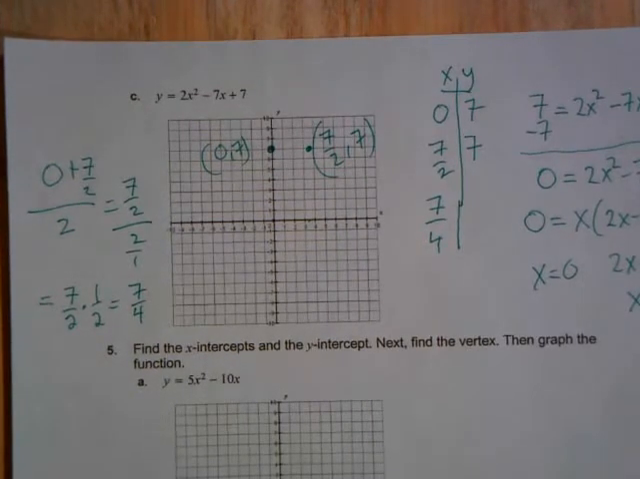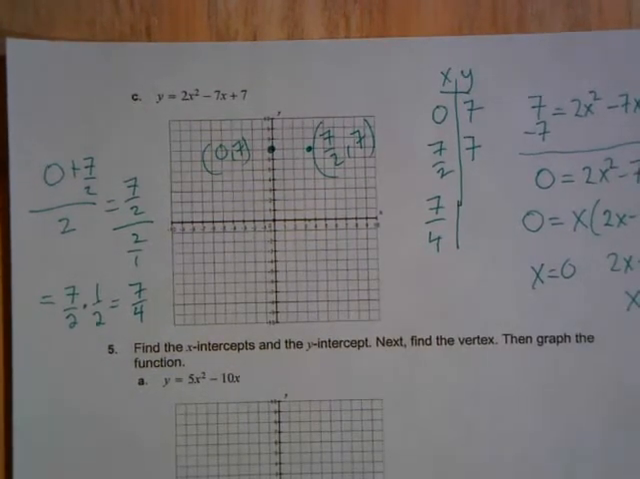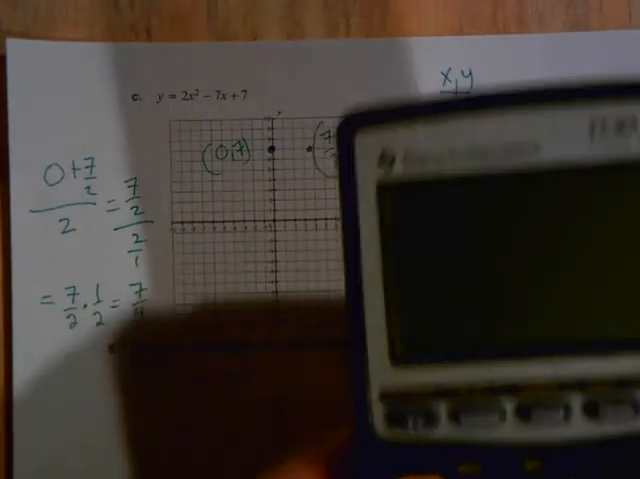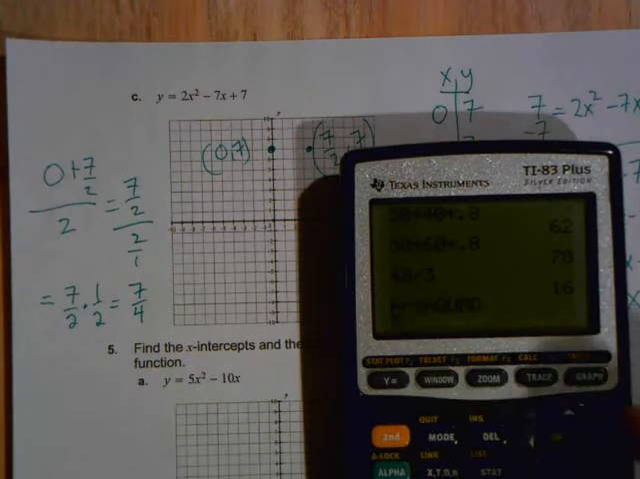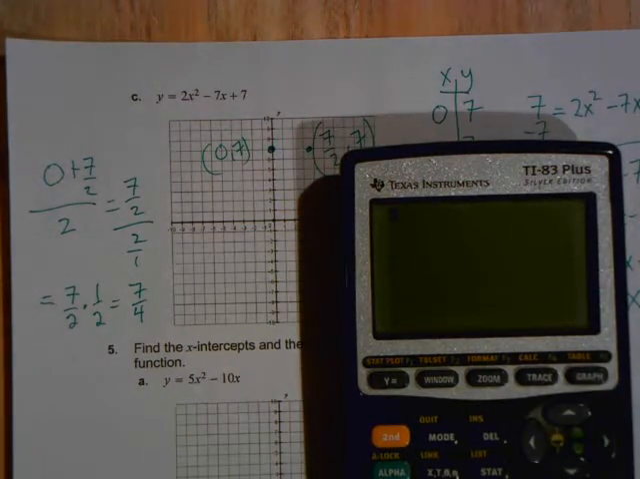Alright, well, fractions, we live with them. Might not like them, but we live with them. To find the y value, I'm going to go ahead and use my calculator. So I'm going to take 2 times 7/4 squared. Notice I put that 7/4 in parentheses. Minus 7 times 7/4. Whenever you have fractions, good idea to plug them in parentheses. Plus 7.